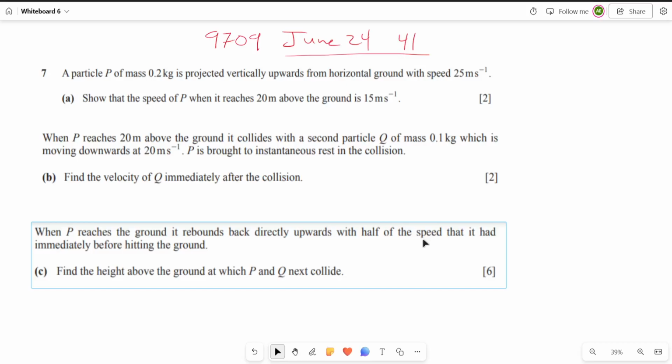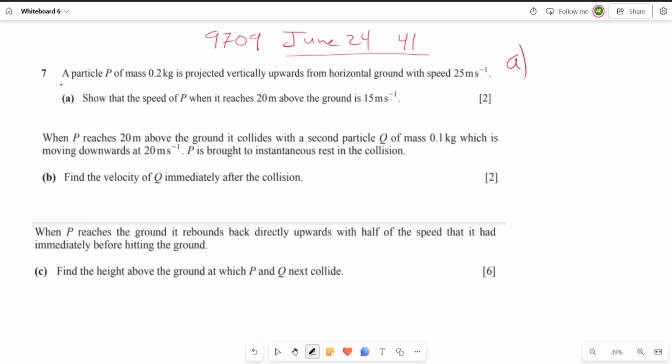Hello and welcome. In this video, we're going to be attempting to solve a question from the 9709 Mechanics paper 4 exam. This was June 24, and this question is a tough one because you will see in part C, we are doing two ideas in one. We will be using conservation of momentum and kinematics simultaneously to solve this question. So it's interesting, it's new. So let's start by reading the question and trying to solve part A.